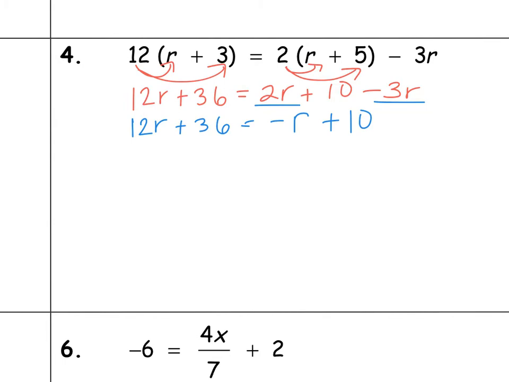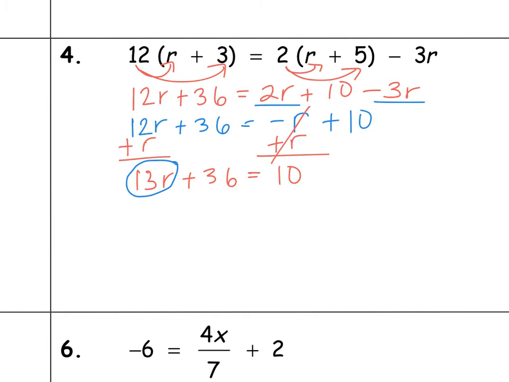So I have positive r's on the left, I have negative r's on the right. So I'm going to cancel out my negative r by adding an r, because negative r plus r will cancel. So if I do that on the right, I have to do it on the left. 12r plus 1r is 13r. So 13r plus 36 equals 10. So now I've gotten all of my variables on one side.